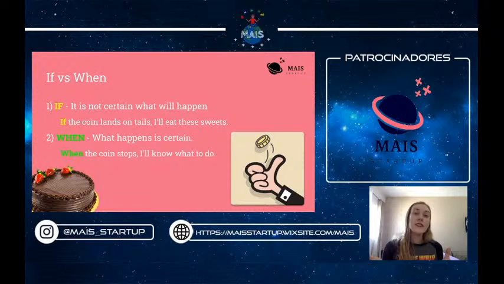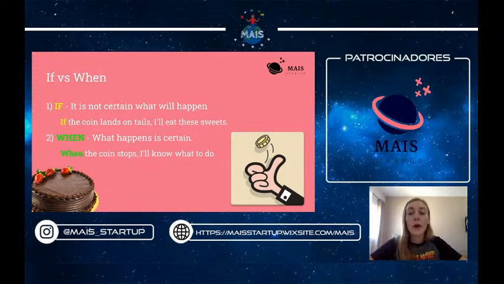So it's not certain, because maybe the coin will land on heads and you're not gonna get to eat these sweets. But when you use when, it's something that is totally gonna happen. It's like 100% possibility. Like you're totally sure this is gonna happen. So for example, when the coin stops, I'll know what to do. So you're flipping the coin, and when it stops, it could be heads and it could be tails, but you know you're gonna do something next.